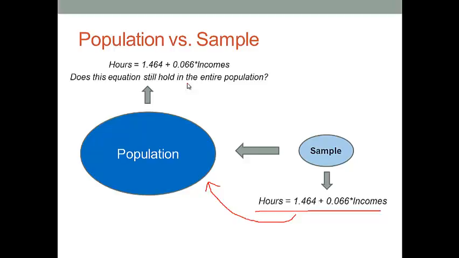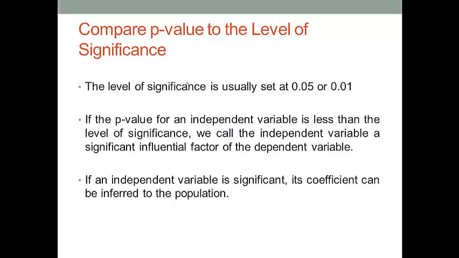In order to achieve this goal, we want to compare p-values to the level of significance. In practice, the level of significance is usually set at 0.05 or 0.01. These are the standards for us to infer the relationship from the sample to the population. It's up to the business analyst to choose which value to use. You can choose either 0.05 or 0.01. In medical research, you want to choose a smaller number, so you want to make the standard even stricter. In business analytics, 0.05 is an acceptable level of significance.